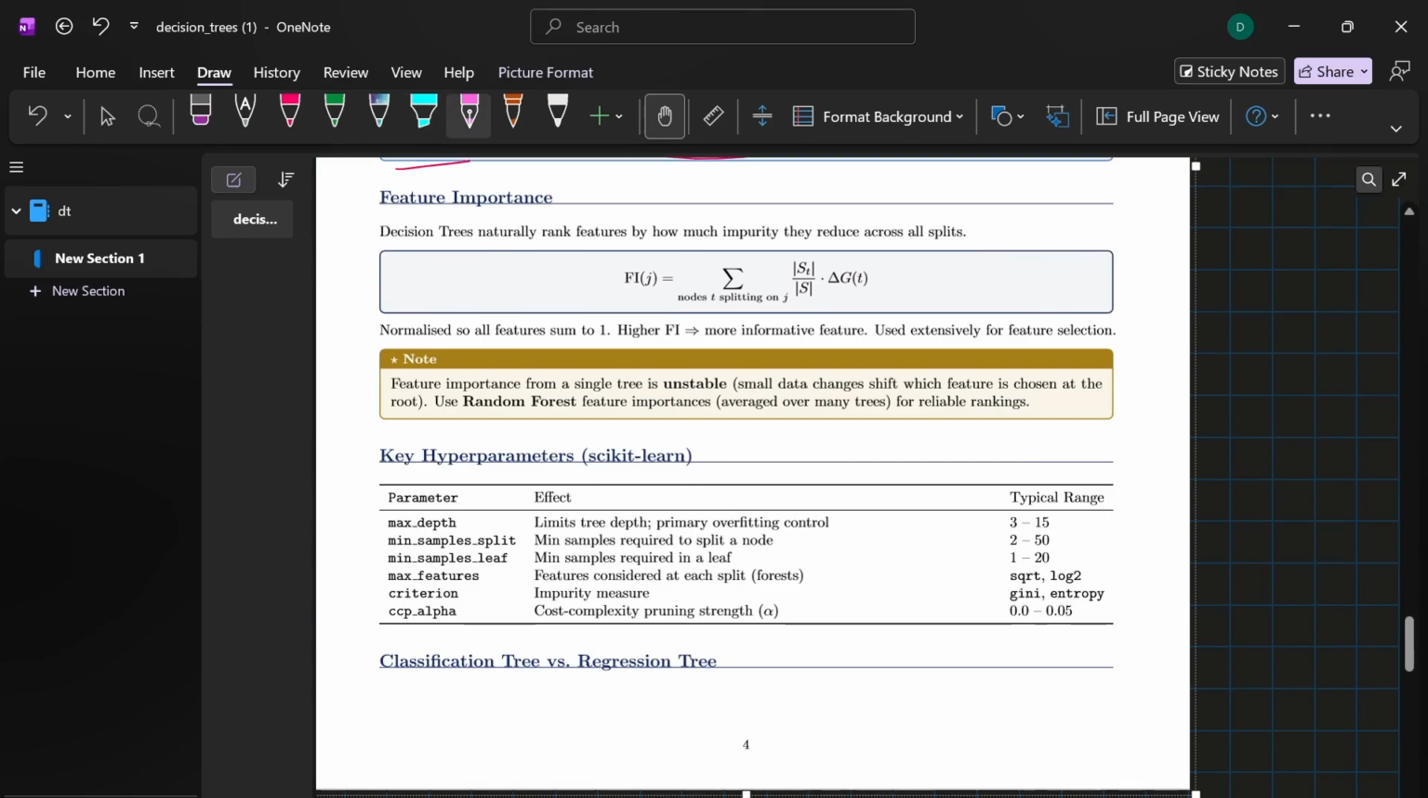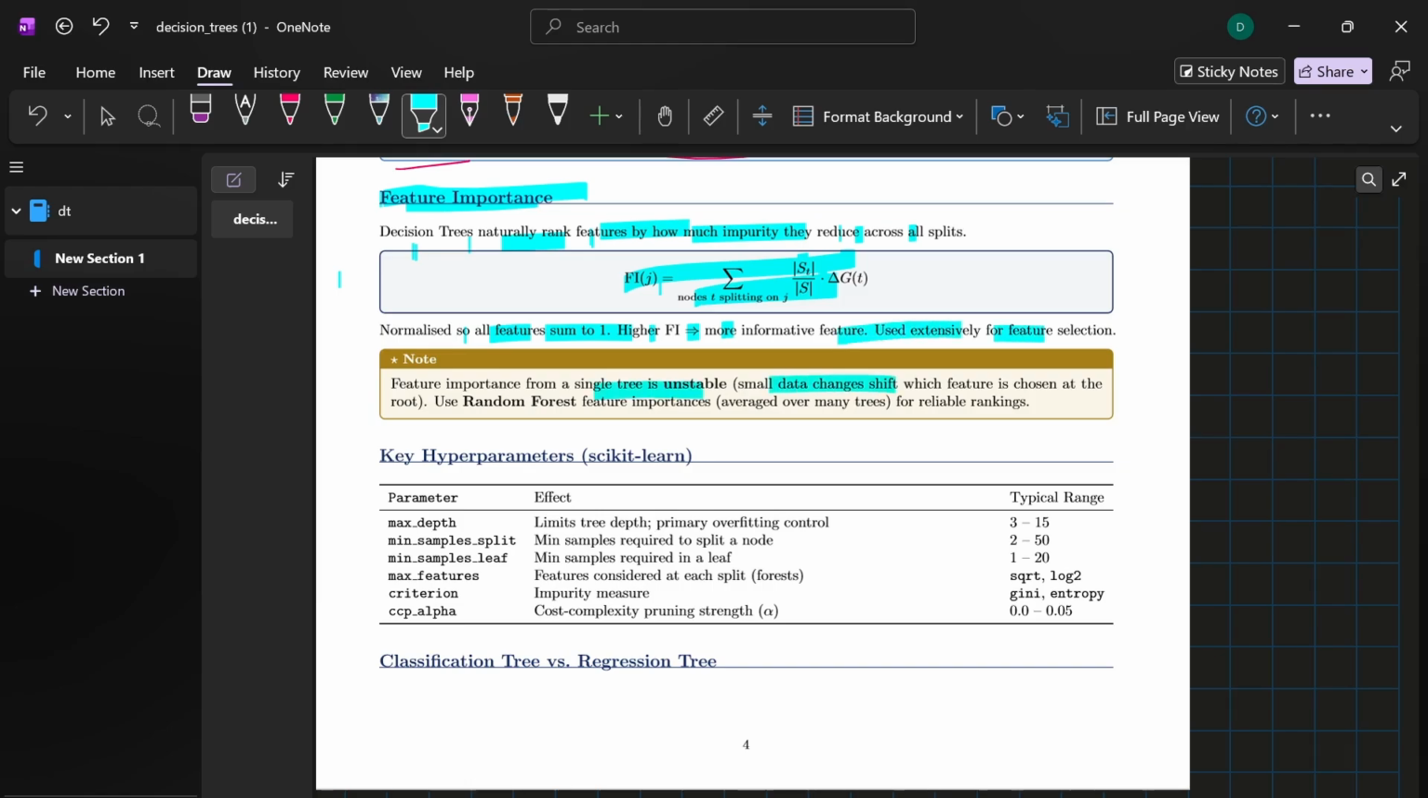Now moving forward, one of the most important things a decision tree gives you is feature importance for free, without any feature engineering. You don't need to do any feature scaling or feature engineering while using a decision tree. There's a formula for the importance of feature j. These scores are normalized so that they sum up to 1. This is the feature importance score. A higher score means the feature is more informative, and the tree relies on it more to make decisions.